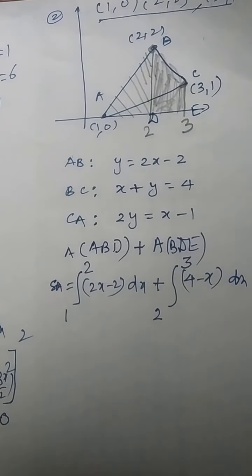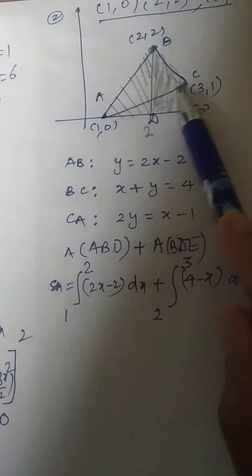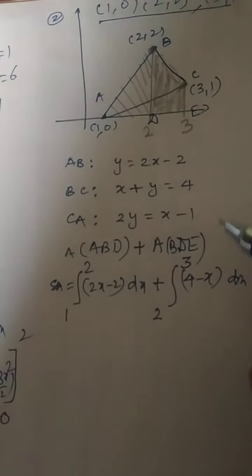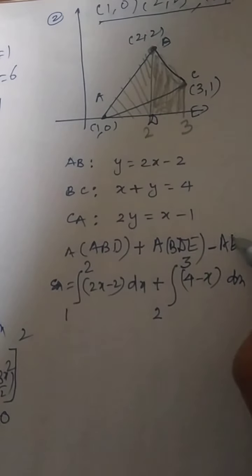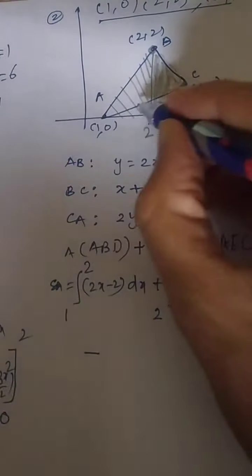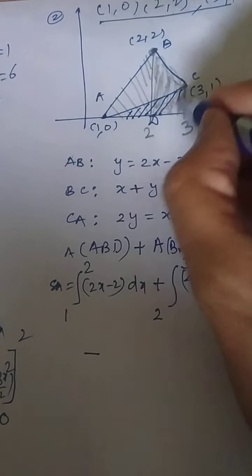What happens, do you know? We want to find out the area of the triangle and we have got more area. How much more area have we got? This is the more area. What is the name of the more area? AEC. So AEC is to be taken out. How to minus? AEC means this portion. I am now marking with the help of a pen.